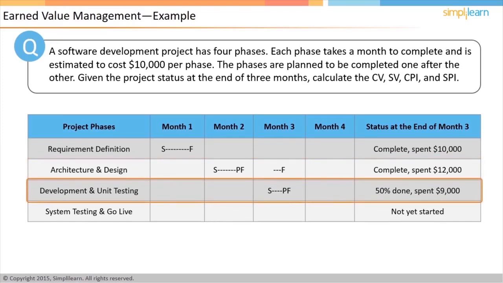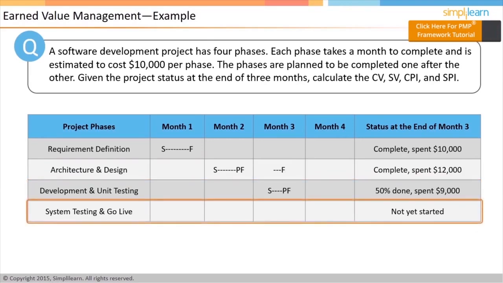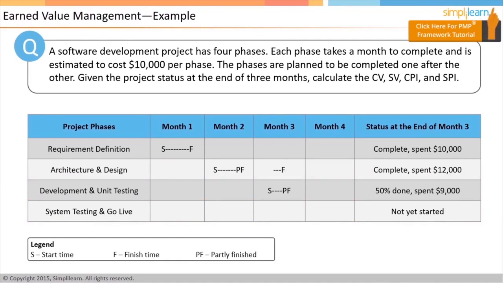Development and unit testing is only 50% done, though it was supposed to be completed by the 3rd month. It has cost $9,000 until date. System testing and go live has not yet started. Note, S indicates start time, F indicates finish time, and PF indicates that it is partly finished at the end of the month. Based on the above information, calculate the CV, SV, CPI, and SPI of the project. Let us look at a solution in the next screen.